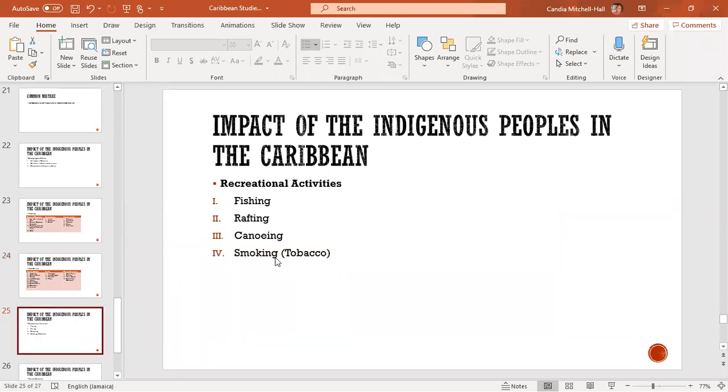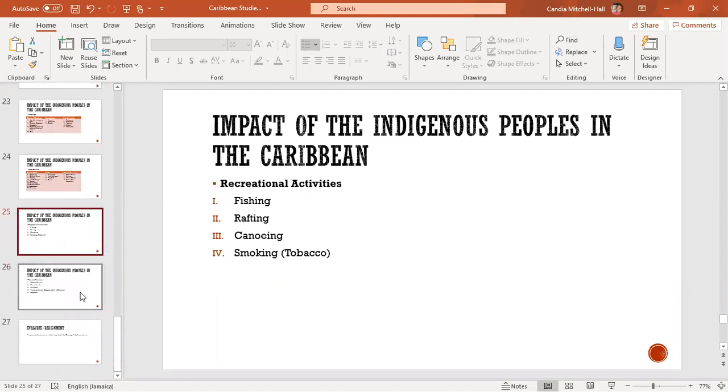Now, some recreational activities that the indigenous people leave with us today: smoking of tobacco. They were the first to grow tobacco. They were the ones who were smoking first. Everybody came here and saw them smoking the tobacco and started to use it. Canoeing, rafting, fishing, these are some of the recreational activities that they did.